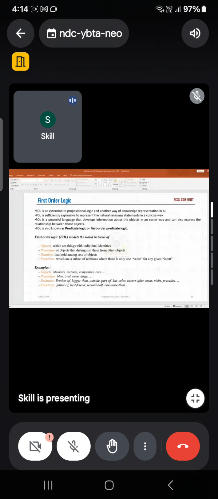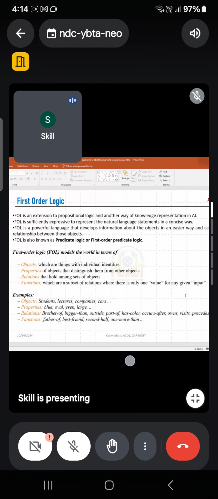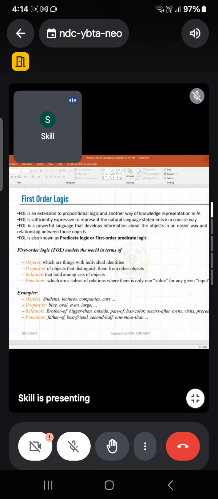Then there are functions which are the subset of relations where there is only one value for any given input, like father of, best friend, second half, one more than. So it is kind of a subset. You can say that it is a subset of relation, but there will be only one value for any given input.